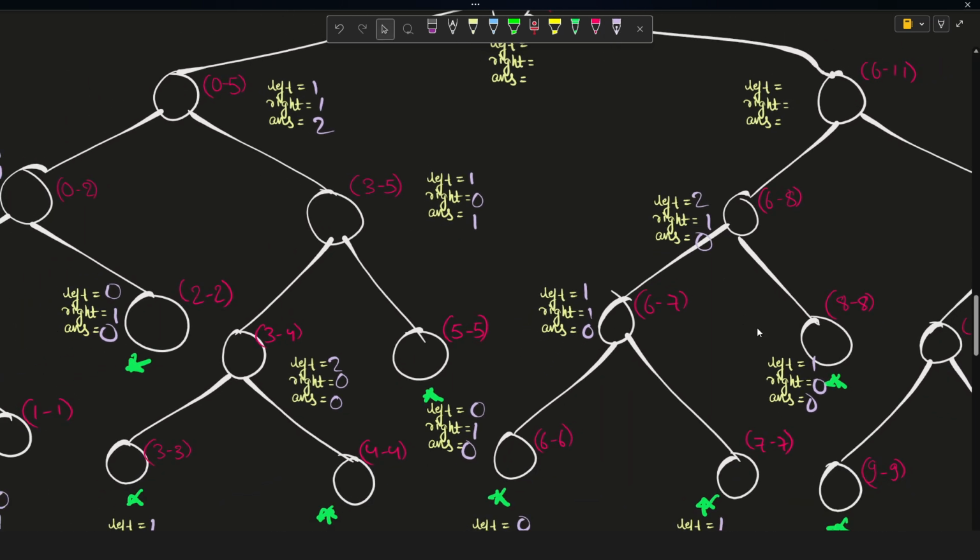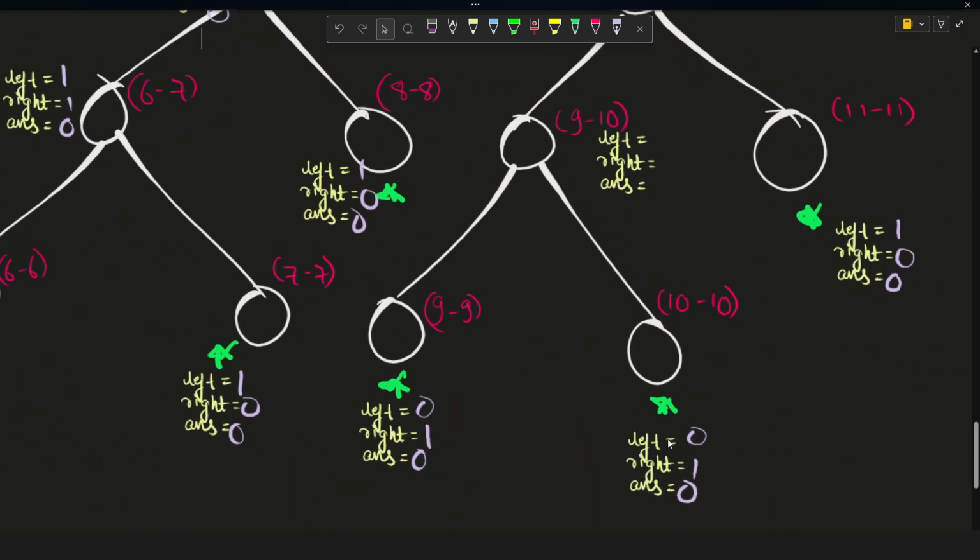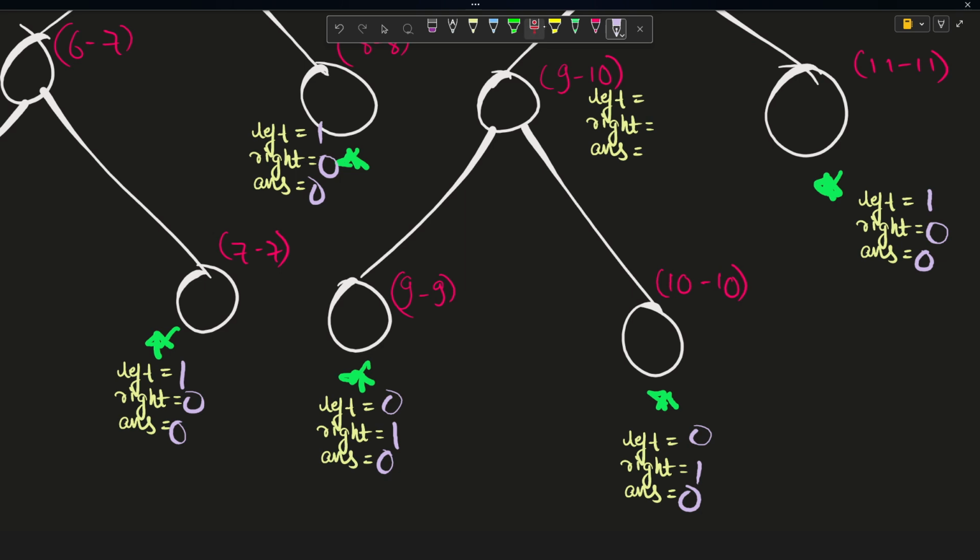And once this is done, I think we have to go to this part, right? So now we have to calculate the answer for this node. The minimum of 0 and 1 is 0 only. So I will say that the left value will be equal to 0 plus 0 minus 0, so 0. Similarly, the value of right will be equal to 1 plus 1 minus 0, so 2. And answer will be equal to 0 plus 0 plus 0, so 0.